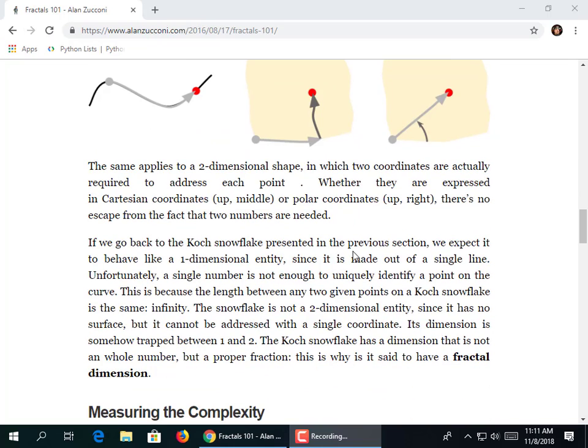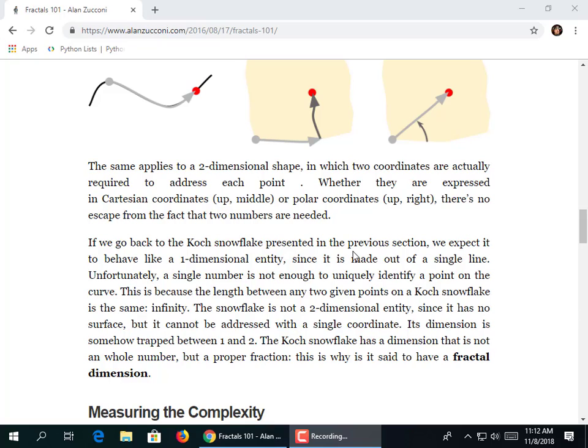In a two-dimensional shape, two coordinates are required to address each point, whether expressed in Cartesian or polar form. There's no escape from that. You have to have two numbers to see where a point lies in a two-dimensional field, right? Everyone remember this from geometry, pre-algebra, all that good stuff? You remember the graphs, the little plus sign, the field. How many dimensions is that? Two, yeah. Up and down, left and right.